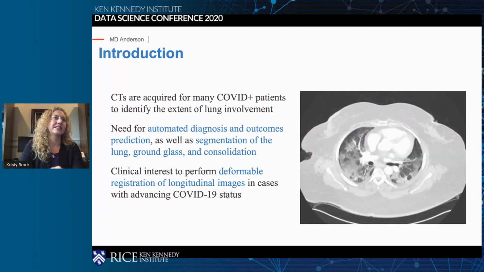So we know that CTs are required for many COVID positive patients to identify the extent of lung involvement. This creates the need for automatic diagnosis and outcomes prediction, as well as segmentation of ground glass and consolidation. There's also a clinical interest in enabling deformable modeling to relate longitudinal images in cases with advancing COVID-19 status.